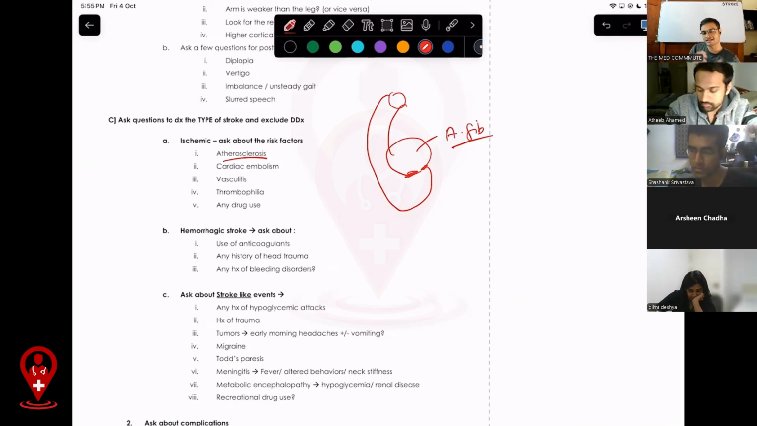Then about the infective vasculitic problems. Again, yesterday we talked about syphilis, varicella zoster virus, right? These can be some causes. So you can ask specifically about STDs, right? You can ask, have you had multiple sexual partners? And you have to ask about unprotected sexual activity, right?